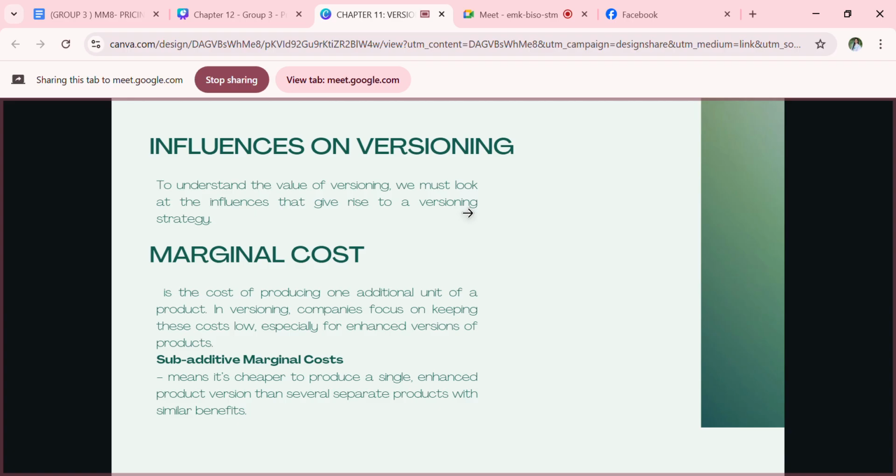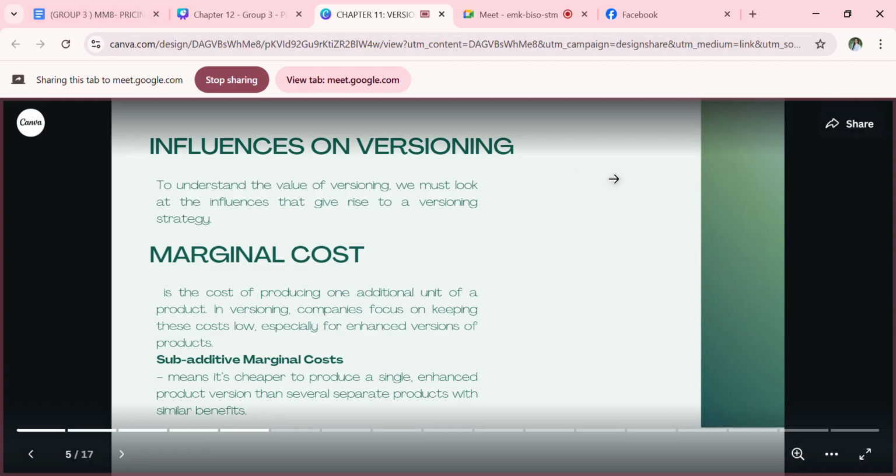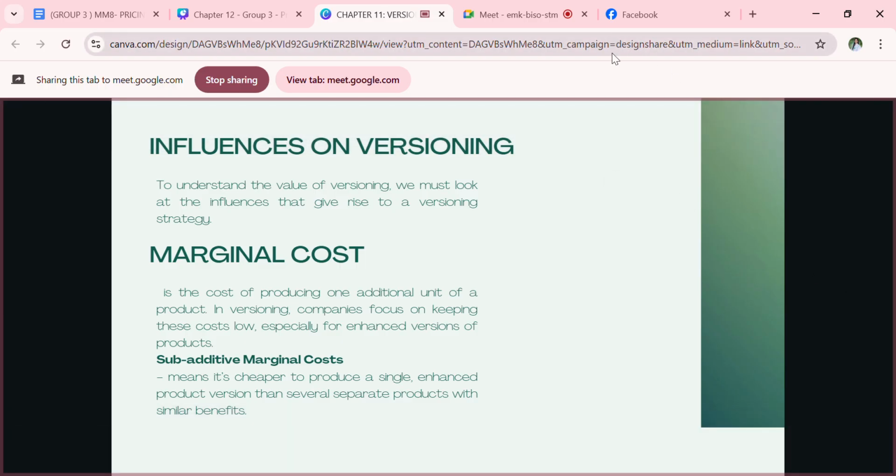So, good day everyone. I am Ivy Demeterio, and the topic that I will discuss is the influences on a versioning strategy. So, a versioning strategy is when a company offers different versions of a product at different prices to appeal to various types of customers. So, this strategy isn't just about making more options. It's also about understanding what customers value and how they make buying decisions. So here are the following factors that influence versioning strategies.